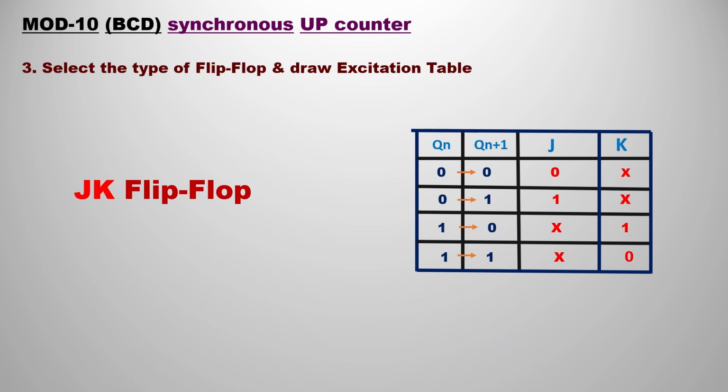The next step is to select the type of flip-flop that we are going to use and draw the excitation table for it. First of all, I am going to use the JK flip-flop for the MOD-10 BCD counter, and for that I need to know the excitation table of the JK flip-flop. So this is the excitation table of the JK flip-flop. We have the transition from Qn to Qn plus 1 and the corresponding JK inputs. I hope you know this.